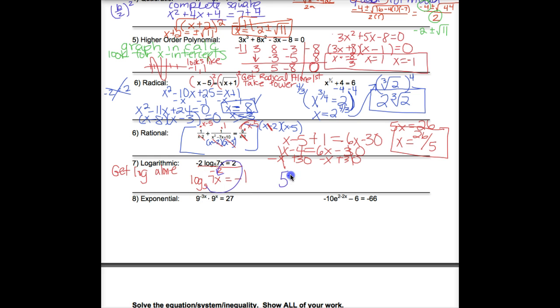5 to the negative first power equals 7x. So 5 to the negative first power, we don't leave negative exponents, that's 1/5, equals 7x. So then either multiply by 1/7 or divide by 7, same thing. It's going to give me x as 1/35.